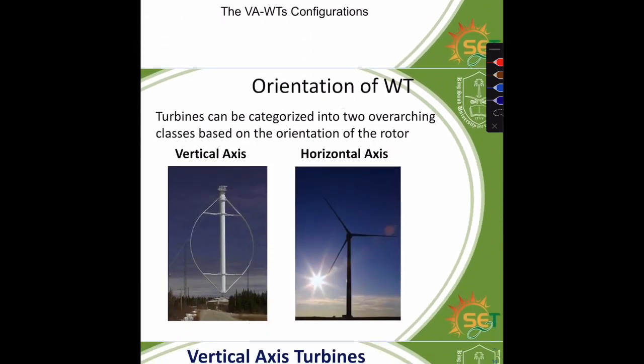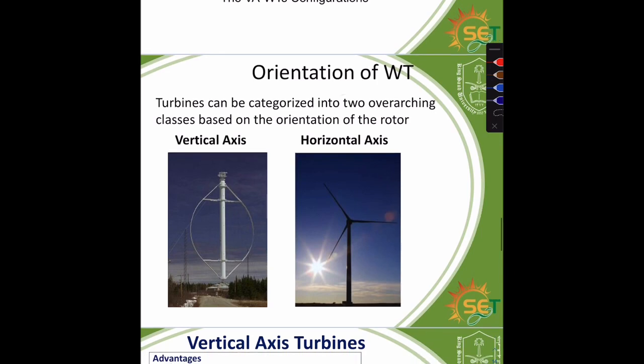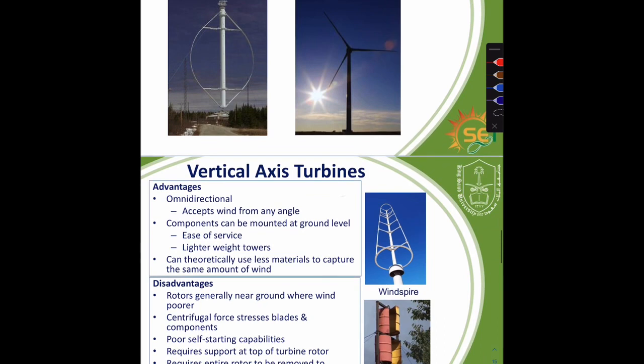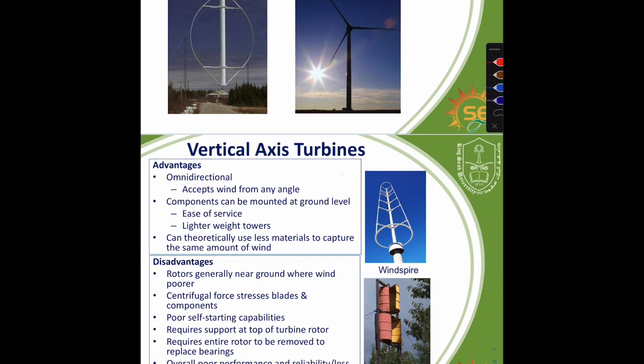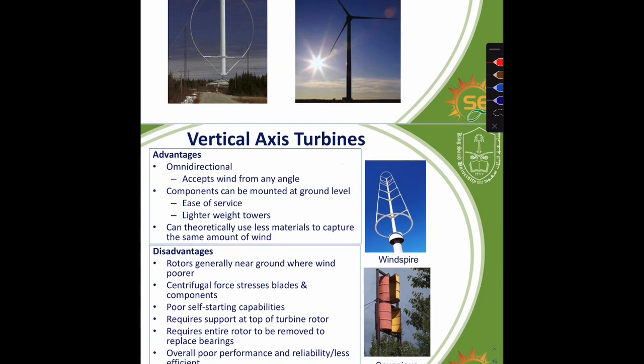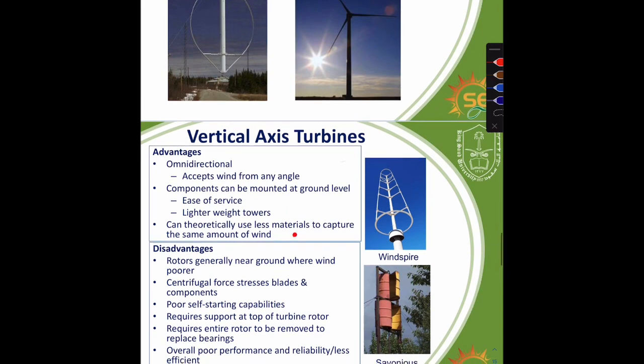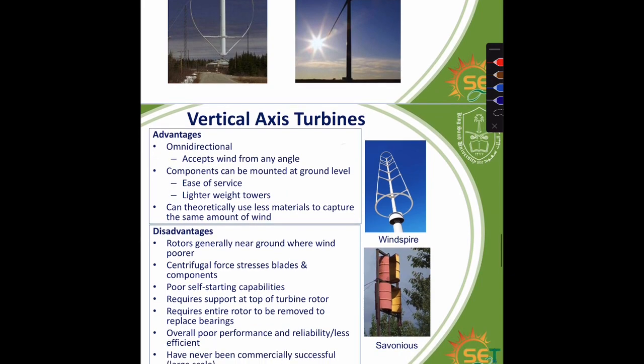Here are some clear images of the vertical axis and the horizontal axis. Here are some advantages of vertical axis turbines. It accepts wind from any angle, ease of service, lighter weight towers, and can theoretically use less materials to capture the same amount of wind. The disadvantages are rotors generally near ground where wind is poorer.